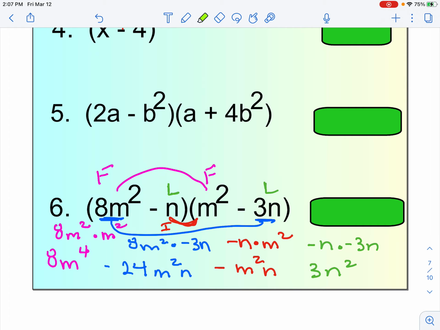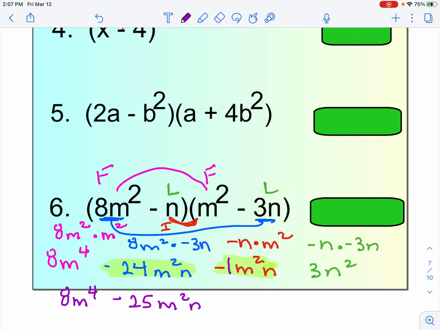So look for like terms, okay? This term right here has m squared n, and this term right here has m squared n. And so these are like terms, and so we can combine those. We have negative 24 m squared n's and negative 1 m squared n's, so we would have a total of negative 25 m squared n's.